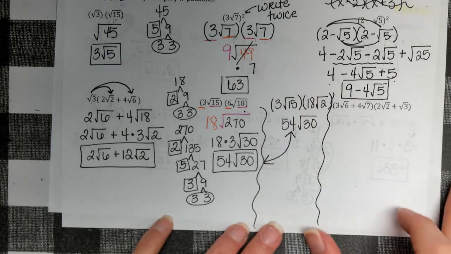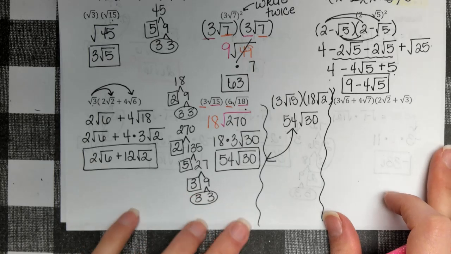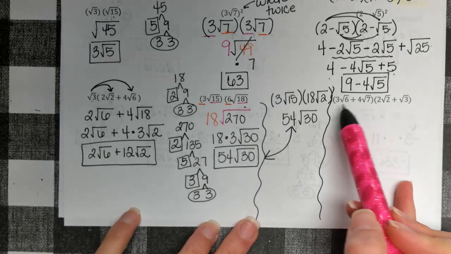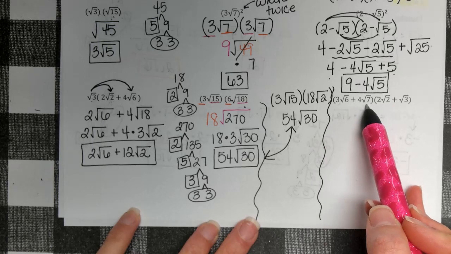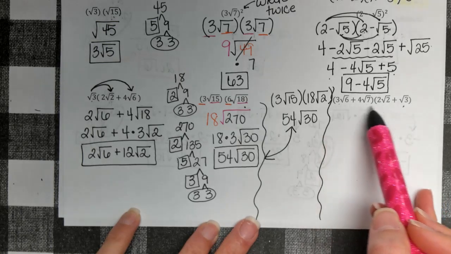Now this next one. If you write large, write a little bit small. I've got 3 square root of 6 plus 4 square root of 7 times 2 square root of 2 plus square root of 3. What am I going to do with all of this?